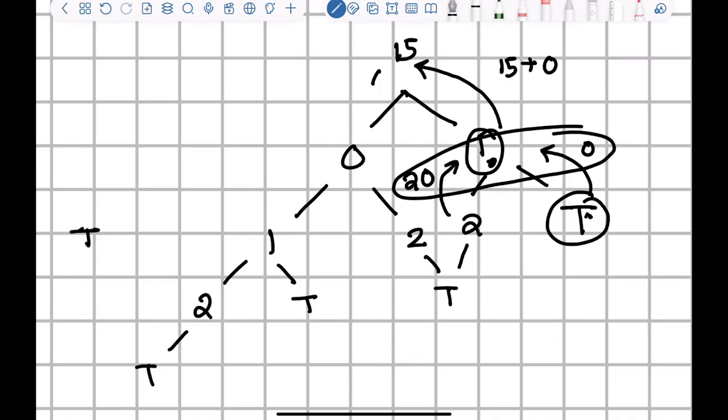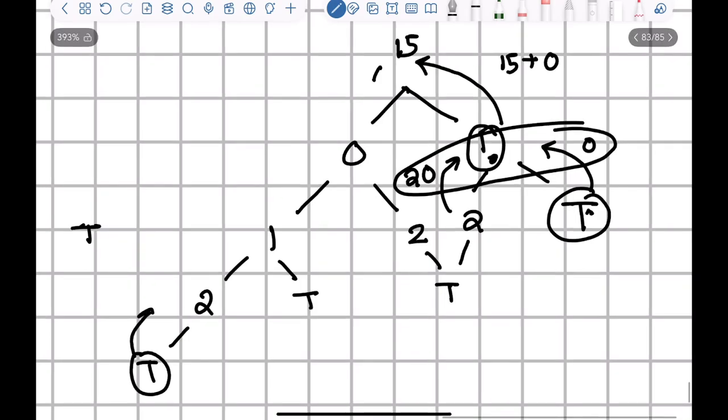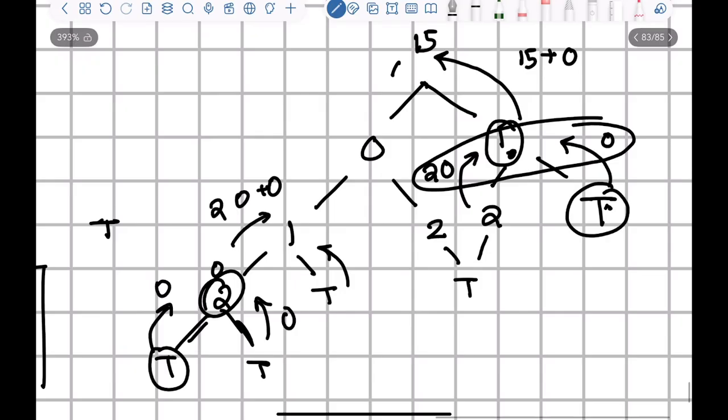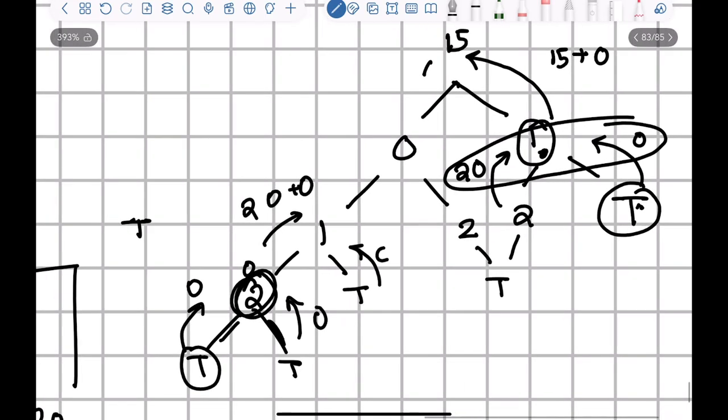I return 15. From here, what is happening? I return 0. From here, both the options would be top, like 1 step and 2 step, so both will be returning 0. So the minimum is 0. I returned a 0. From here, I returned 20, because 20 plus 0, since I took this step to go here. I took this step, so from here I returned 0, and from here also I returned 0.